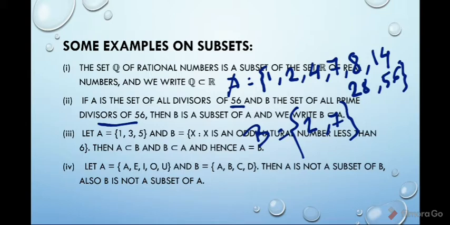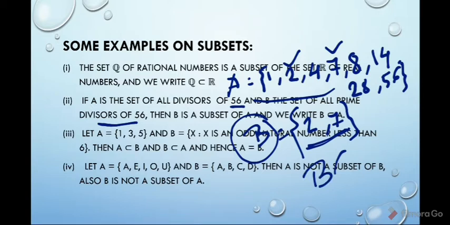So as you can see, all the elements of B belong to set A. That's why B will be a subset of A. Done.